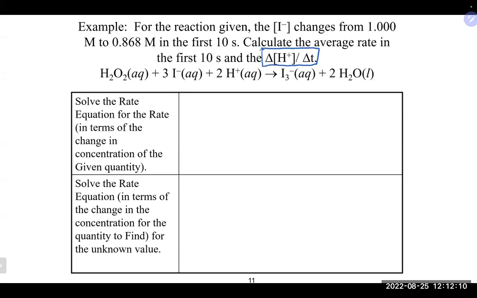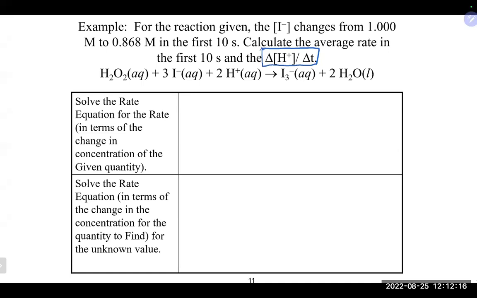I minus changes from 1 molar to 0.868 in 10 seconds. We're looking for the average rate and how the concentration of H plus is changing over time. You could do it a couple of ways, but one way is to isolate the two things you are interested in. They gave us the I minus, so we could go to the equation and write our rate expression for the I minus, which would be the rate is equal to minus 1 over 3. Again, it'll be minus because it's a reactant, 1 over the coefficient, which is a 3. And that would be the change in the concentration of I minus over change in time.